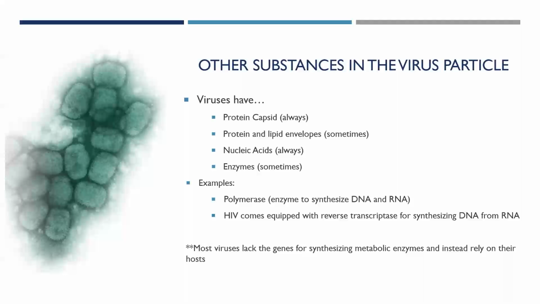Sometimes they'll have enzymes. They could have a polymerase, an enzyme that can synthesize DNA or RNA, or maybe they'll have an enzyme like HIV has, where they can convert RNA into DNA with a reverse transcriptase. Most viruses, though, lack the genes for synthesizing metabolic enzymes. Instead, it's just more efficient for them to rely on their hosts and hijack their machinery.